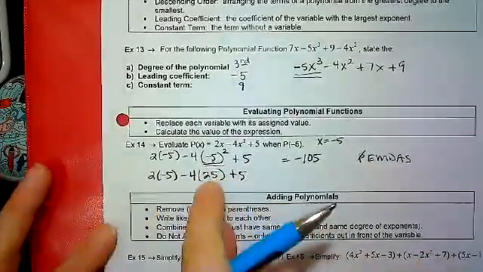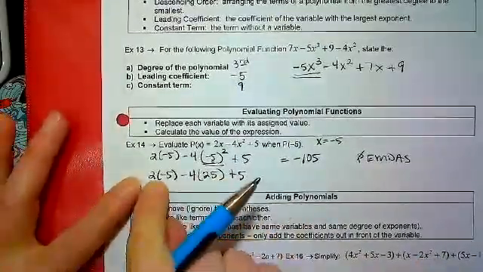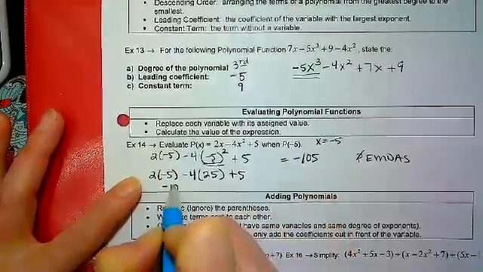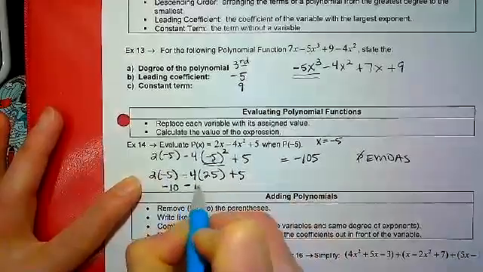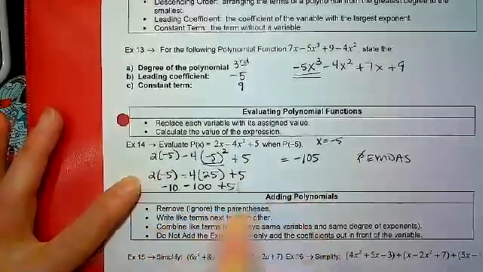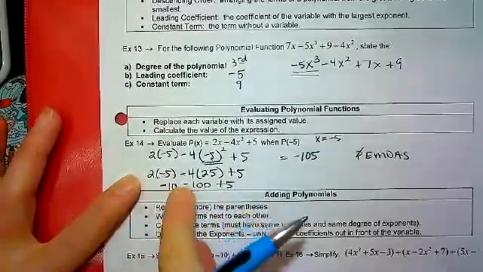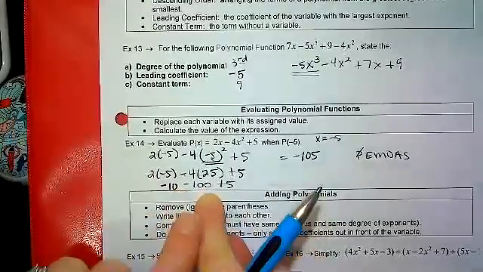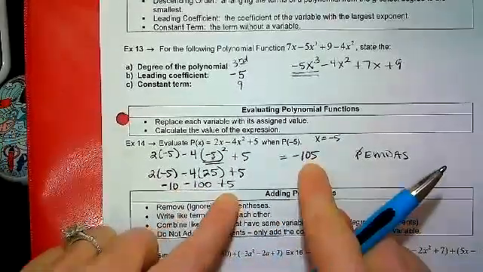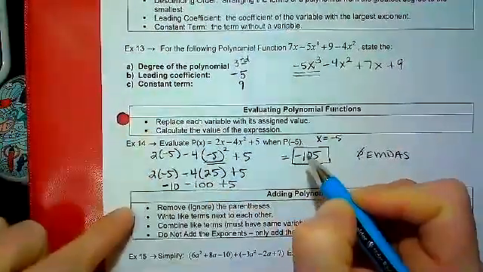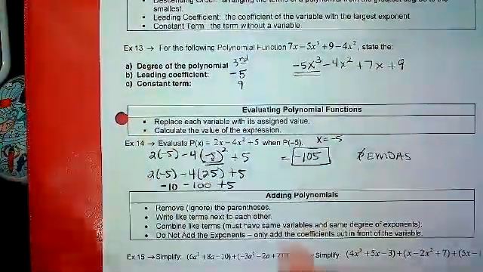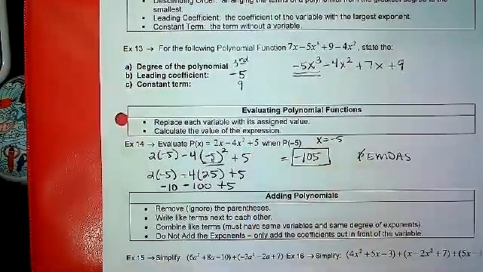And then we could simplify this. So 2 times a negative 5 is a negative 10. Negative 4 times 25 is a negative 100, and then plus 5. And then if you took negative 10 plus 100, you would get a negative 110, plus 5 would be your negative 105. So it's good to know how to do that without your calculator. However, I know we have that tool, so just make sure you enter it correctly and you practice that.